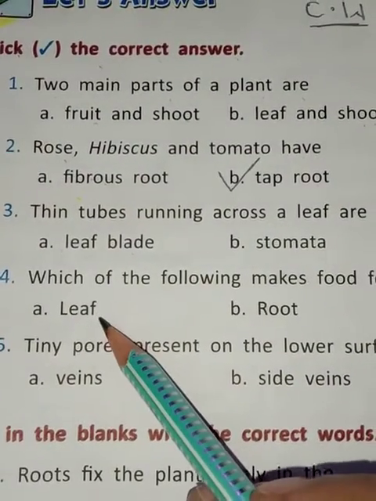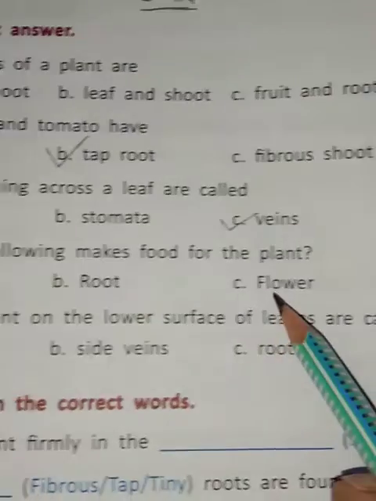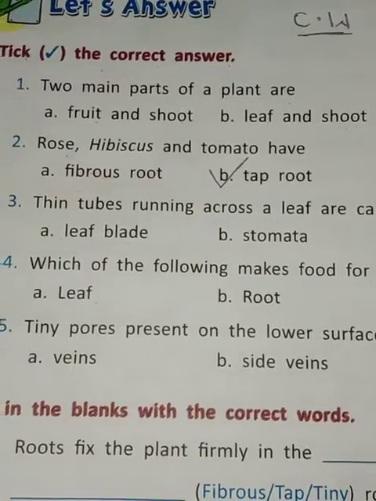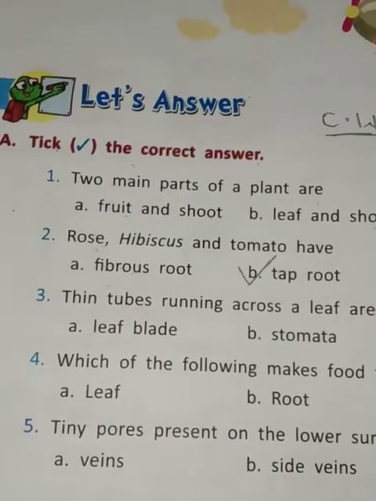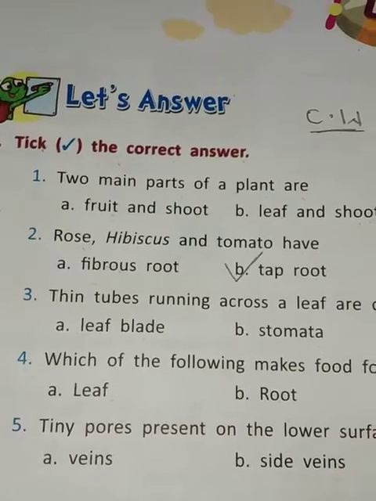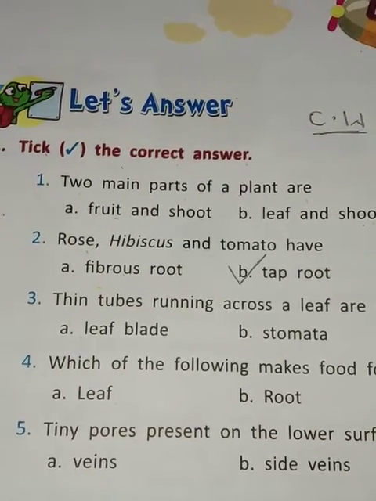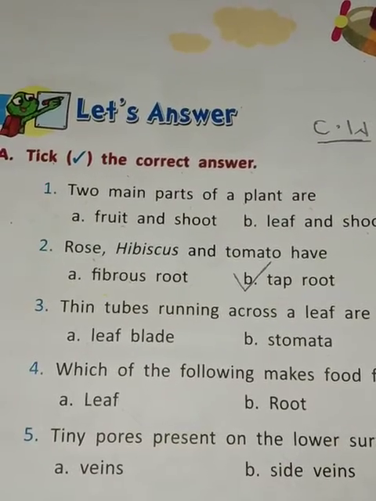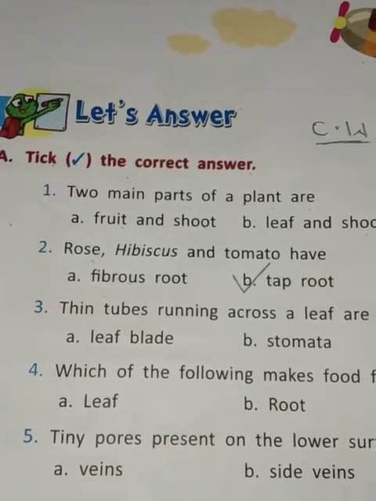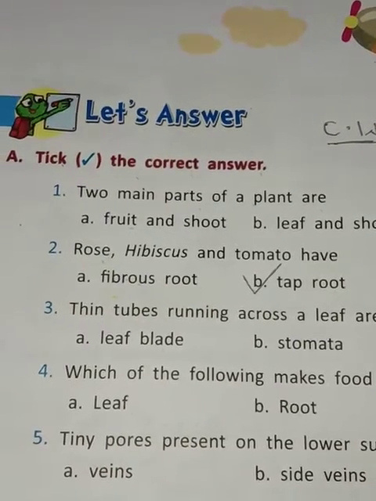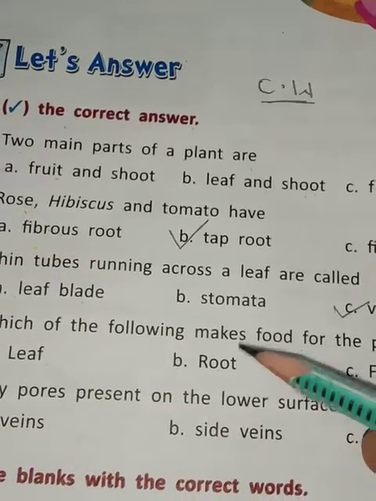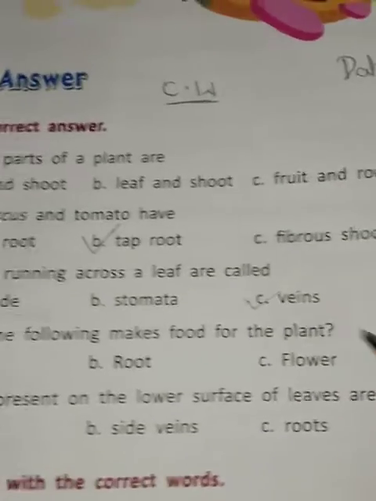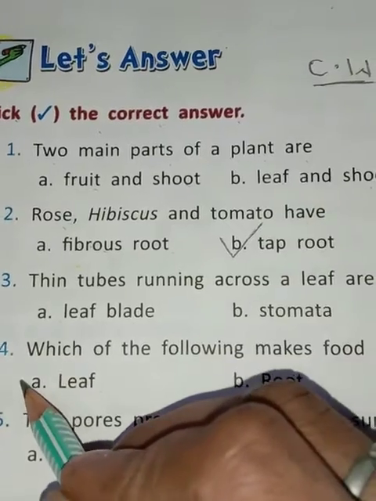Now your options: A leaf, B root, C flower and D fruit. Now student, already I have explained this. The main function of the leaves is making food for plants. Student, you know our food is cooked in the kitchen. Similarly, plant food is made in leaves. So the leaf is called the kitchen of the plant or food factory of the plant. So student, option B root, C flower and D fruit are wrong. Now the correct option is A. Okay, now A.